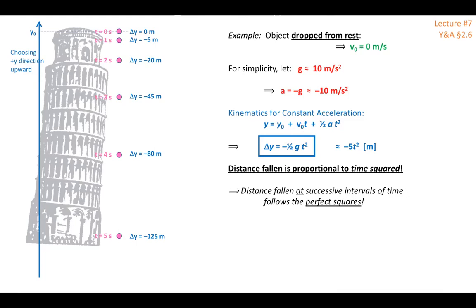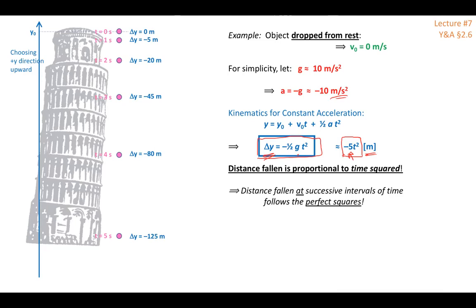And so therefore, this equation simplifies to displacement is equal to negative 1/2 gt squared. And if we plug in g is equal to 10, then that turns out to be about negative 5t squared, right? And that has units of meters for the displacement because we used 10 meters per second squared. So there's units in that.